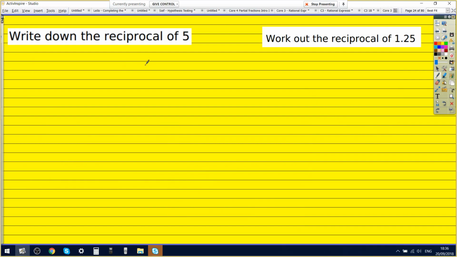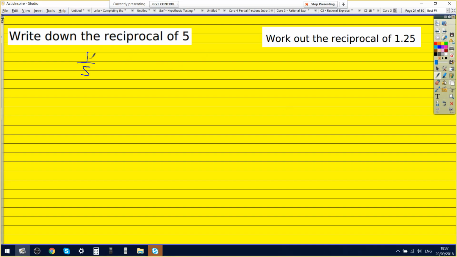Exam questions. Reciprocal of 5. One over 5. Yeah. And how do you find the reciprocal of 1.25? Oh, I know how to do it for single numbers, but not decimals. What if it was a calculator paper? What would you do? I don't know, to be honest.